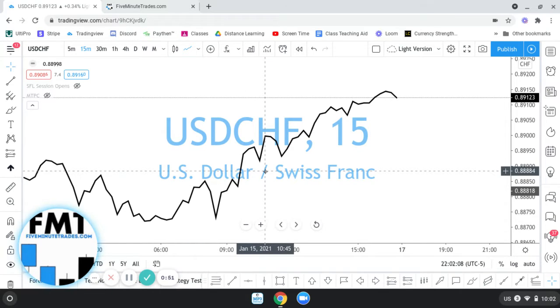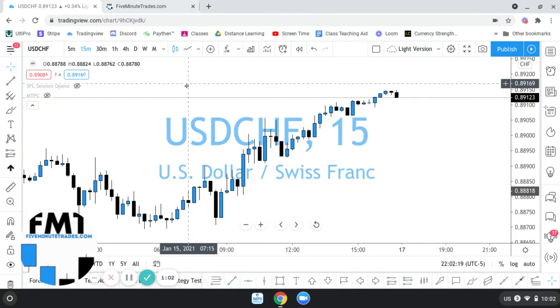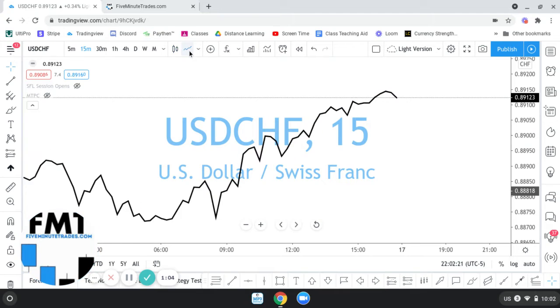So what we have here is the US dollar versus the Swiss franc. We're on a 15-minute time frame, and if you notice, I have a line chart, not candles. Now I do use candles every now and then, but I prefer the line chart because it helps me find better entries and it helps me plot better trend lines and find better levels and zones. And I'm going to show you a little bit of that today, why that is.